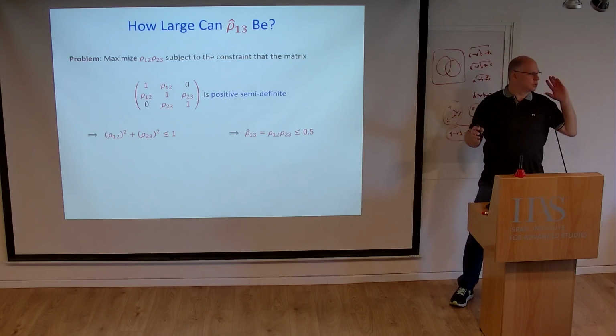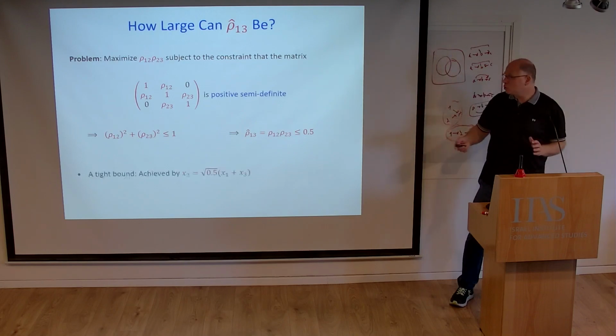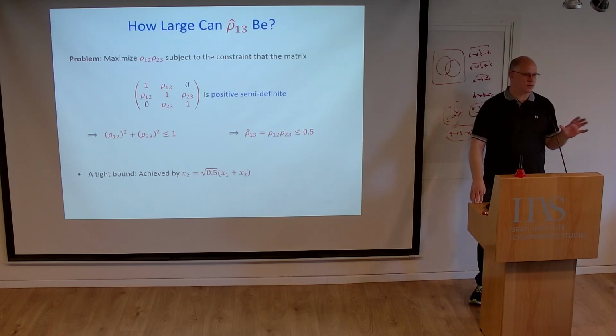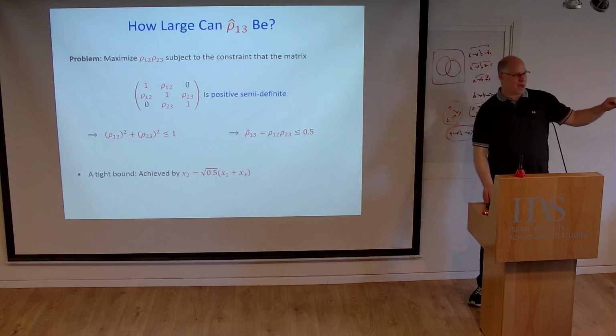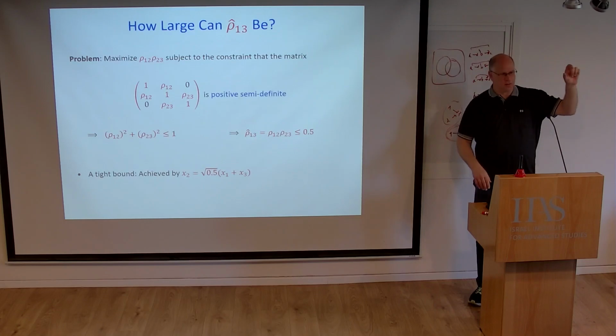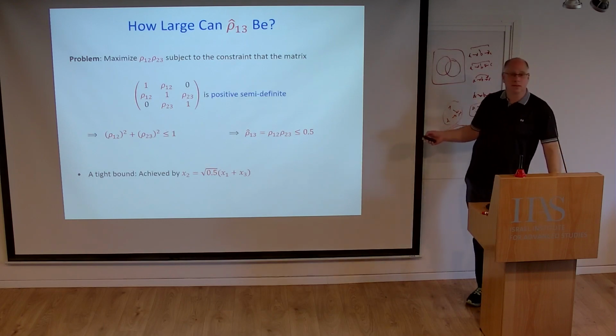That's a big deal. The true correlation is 0, and nevertheless, with this model, you can get up to 1/2. You need to choose x2 appropriately, and the x2 that implements this upper bound will be the normalized average of x1 and x3. So if you've managed to find an x2 that is effectively the average of x1 and x3, and then you normalize it, then you're implementing this upper bound.